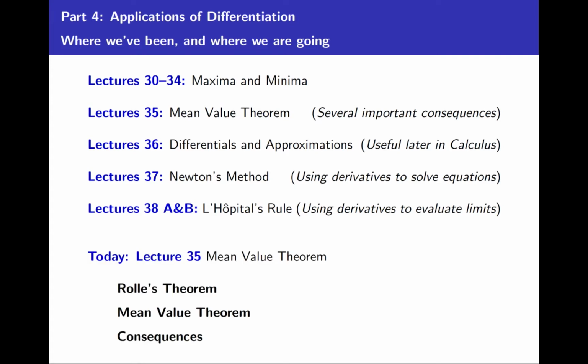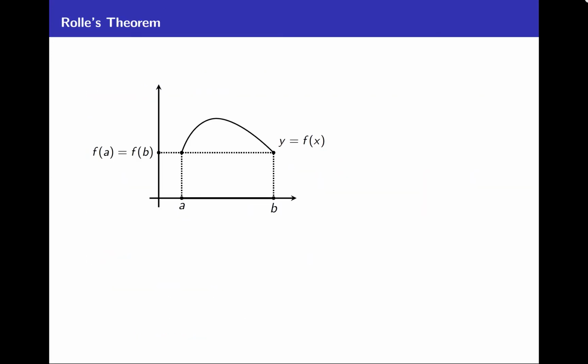Today, in lecture 35 on the mean value theorem, we'll break it up into 3 parts. We'll first of all talk about what's called Rolle's theorem, which is not particularly useful. It's a technical result. Its importance is that it leads to the more important topic of the mean value theorem. And then we'll look at some consequences. So let's jump right in with Rolle's theorem.